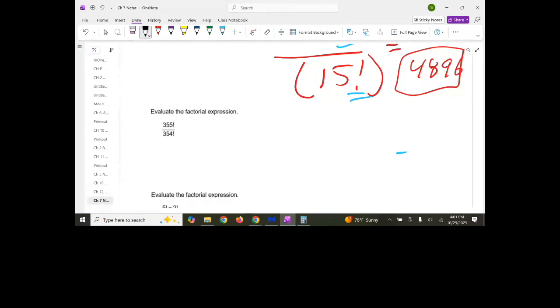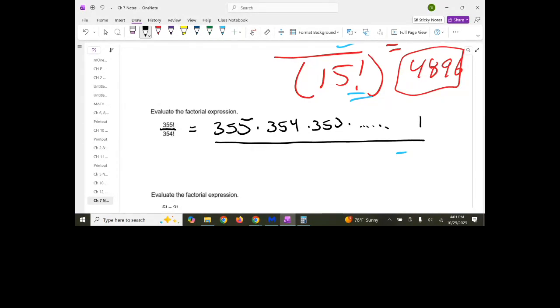Okay. I want you to think about 355 factorial. Let's think about what that means. That means 355 times 354 times 353, all the way down till I get to the number 1, right? Okay. Let's think about what 354 factorial means. It means 354 times 353 all the way down till I get to the number 1.